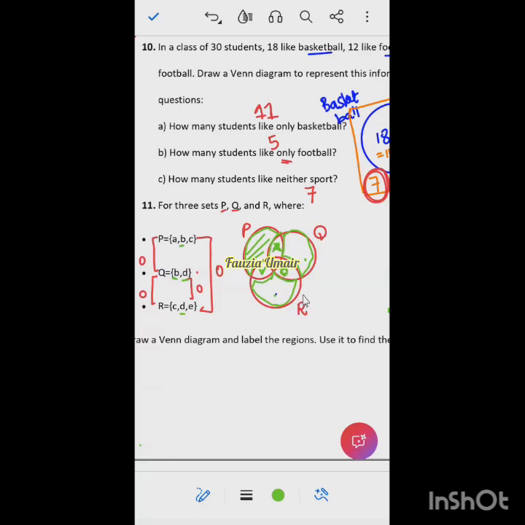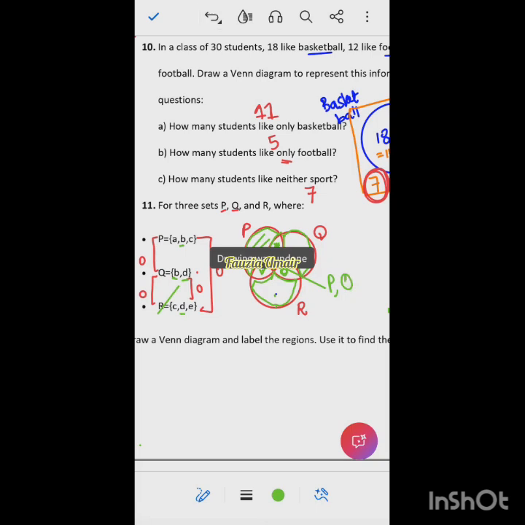Is it clear? So now what about this region, the center region? इसमें कौन से elements आएंगे? Which elements will come in this region? Those which are common in P, Q and R, which are common in all three of them, right? So that is how this shading would be done.